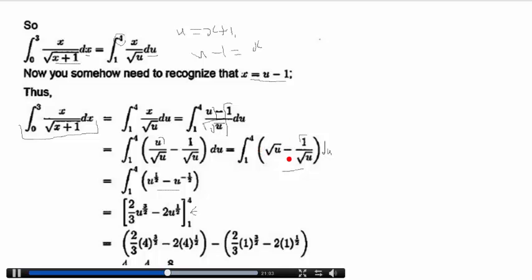So this is root u minus 1 upon root u, and root u can actually be written as u to the power half. Root of anything, let's use x in this case, will be basically x to the power half. In this case it's root u, so simply u to the power half. And you bring the minus sign down, and this is 1 upon root u.